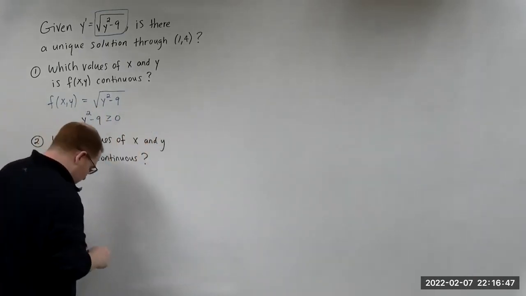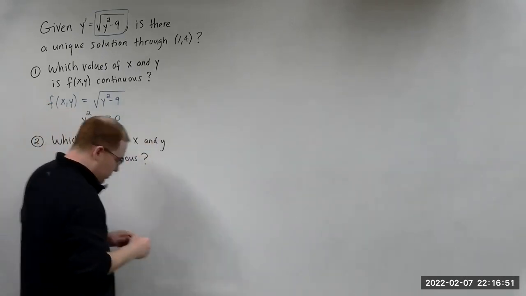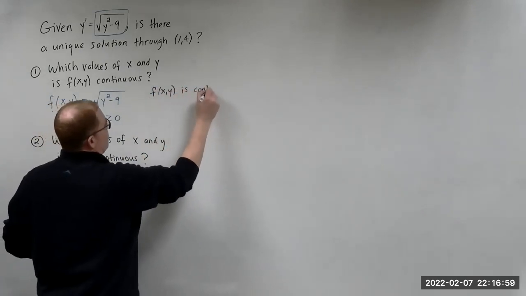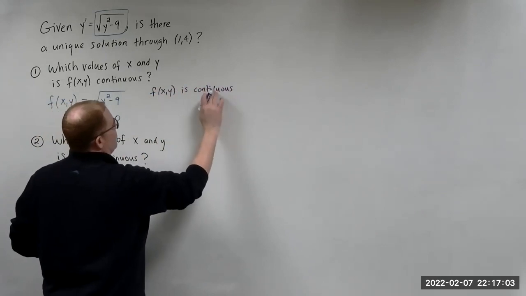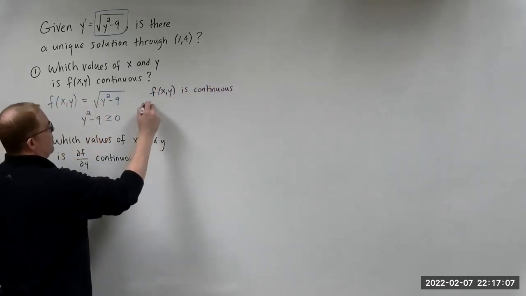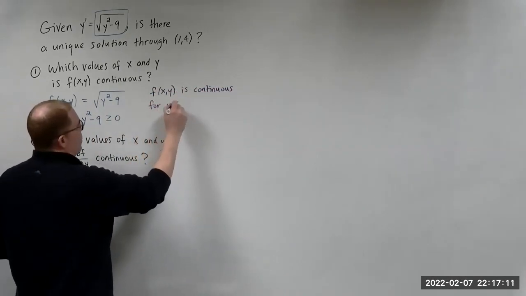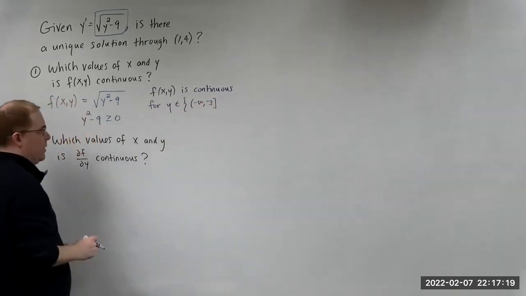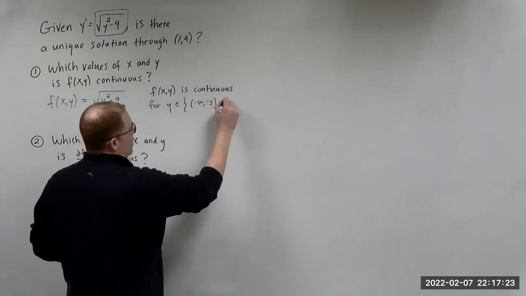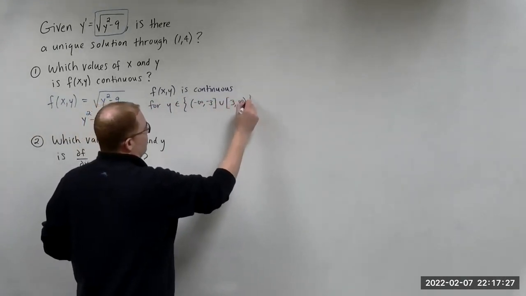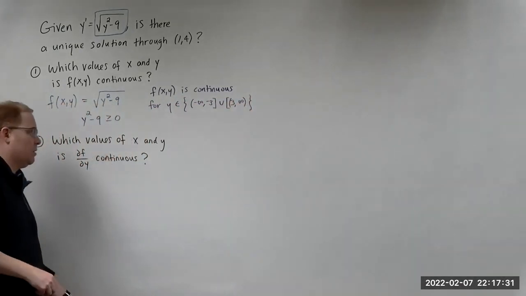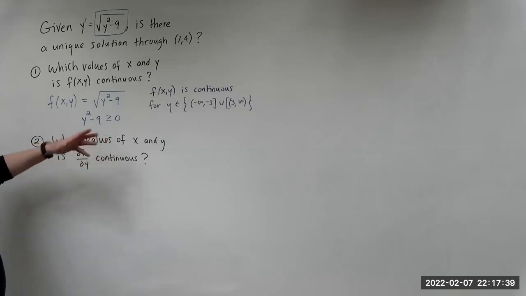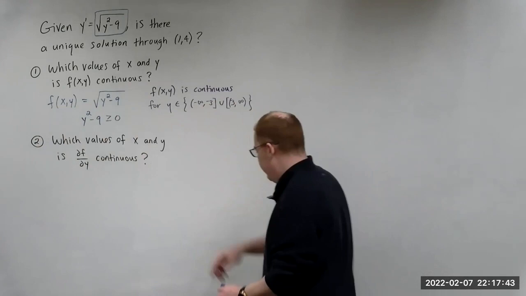So let's go ahead and write that down here. f of x, y is going to be continuous for y values going from minus infinity up to minus 3, and we do include minus 3 because when you put minus 3 here, we get 0. And then from positive 3 to infinity. So there's our solution set. If you want, I can go over how I got that. You can do that on the side here.